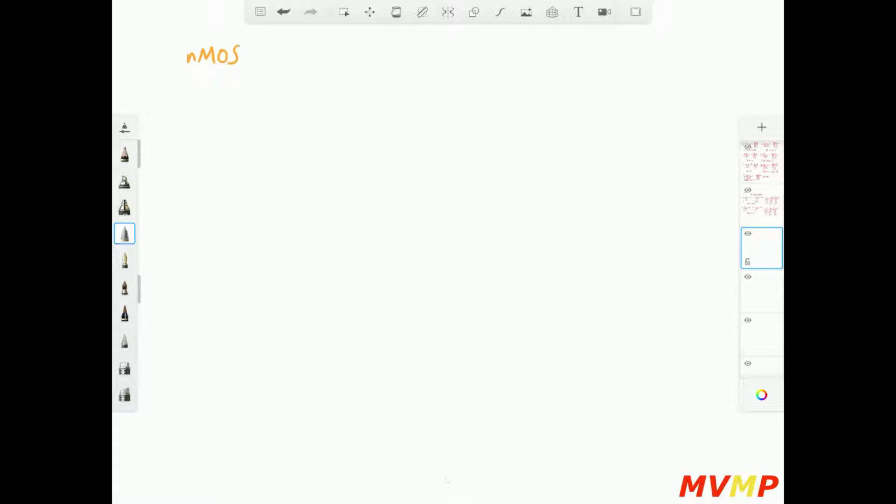Now it's time to go over what's known as the nMOS transistor. For nMOS, when you see them in parallel, that represents an OR gate. And when you see nMOS in series, it represents an AND gate. For pMOS, when you have them in parallel, it will represent a NAND gate. And when you have pMOS transistors in series, it represents a NOR gate.